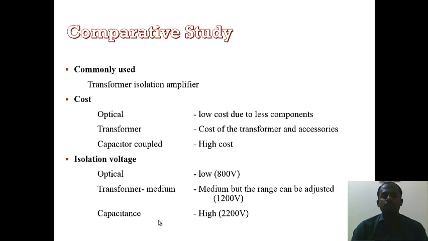The transformer is more robust, because you can use a transformer oscillator amplifier. And then the capacitor coupled amplifier is high cost, since the cost of the capacitor is more according to the voltage it can hold. Next, isolation voltage: what voltage it can handle. Optical can handle low, only 800 volts, since light is the signal medium. Then transformer, then capacitors: you can increase the capacitor action according to the capacitance.